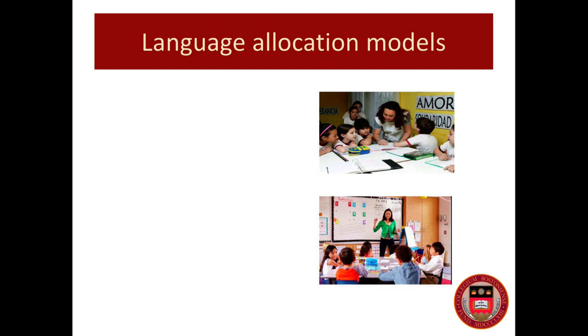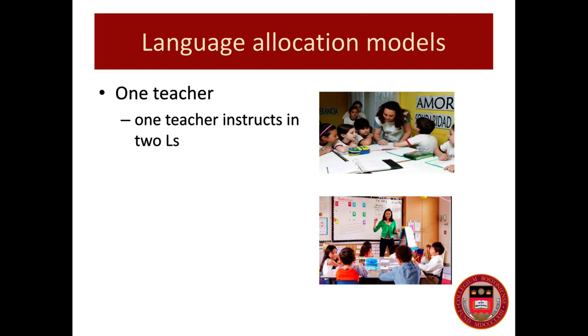When we think about the language allocation models, we can have a model in which one teacher instructs in two languages, and that teacher must be highly bilingual and biliterate, and would need to be able to prepare curriculum in each language.